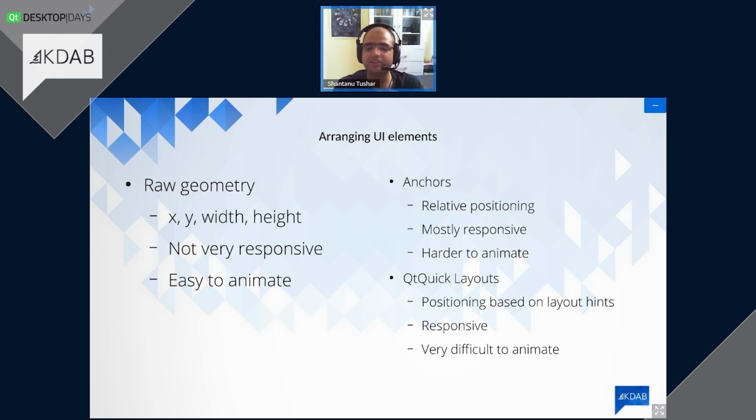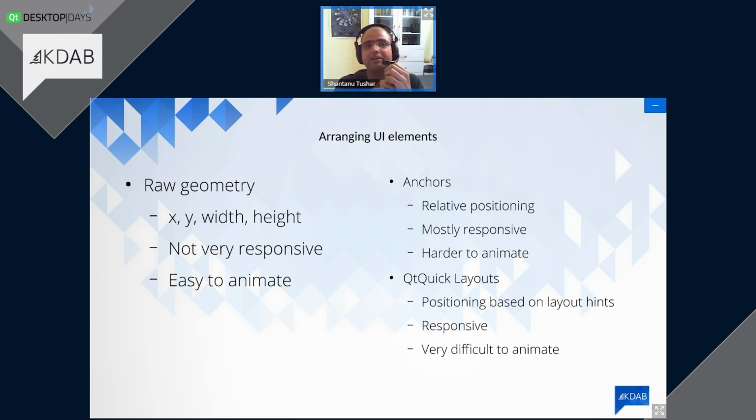Then another cool thing in QML is anchors. It's essentially relative positioning, where you can say, I want this button to be here, and then I want this button to be anchored next to it with a margin of 20. So these two buttons can actually move together. That's very useful, and much better than raw geometry when it comes to responsiveness, because if you do resizes, they'll actually take that into account.